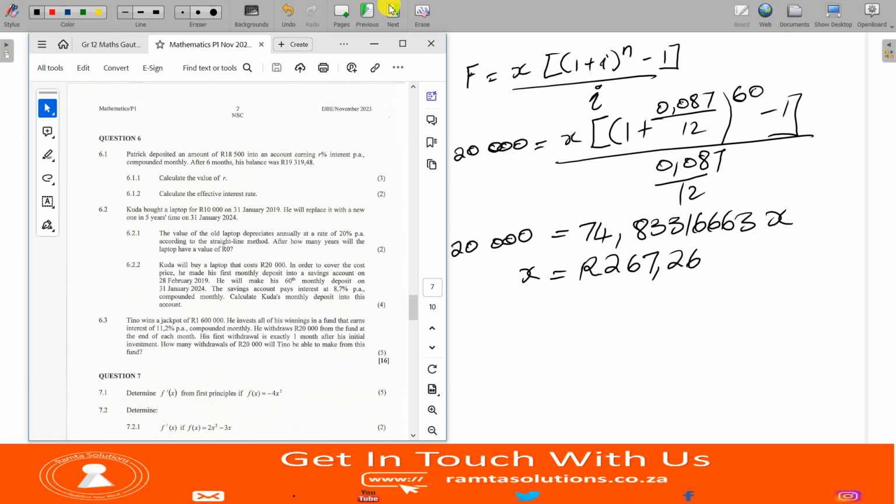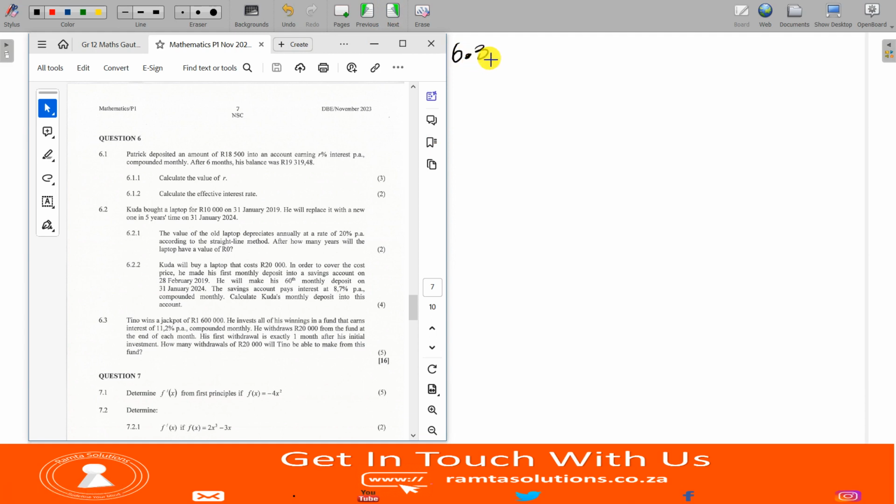I have to go to the next page. So let's see. 6.3 says Tino wins a jackpot of 1,600,000 rands. He invests all of his winnings into a fund that earns interest of 11.2% per annum compounded monthly. He withdraws 20,000 from the fund at the end of each month. His first withdrawal is exactly 1 month after his initial investment. How many withdrawals of 20,000? Highlight this. How many withdrawals of 20,000 will Tino be able to make from this fund?